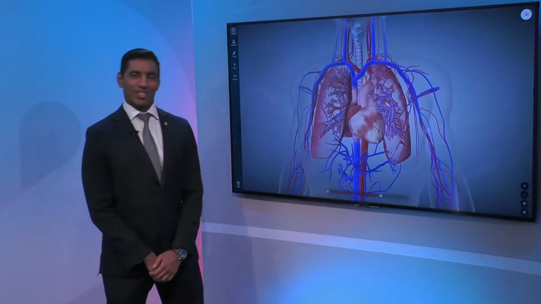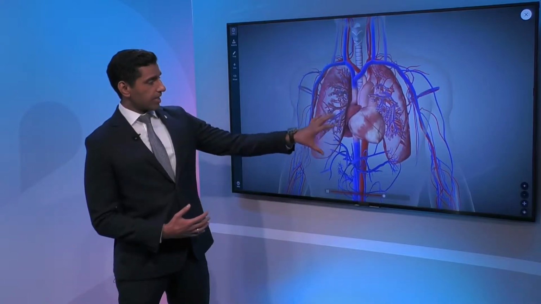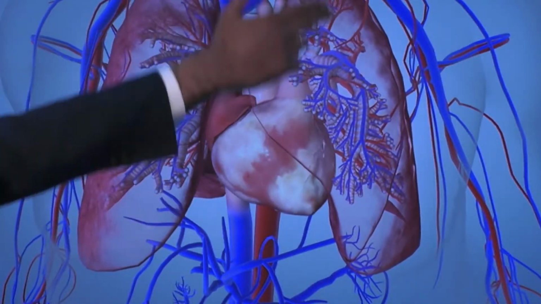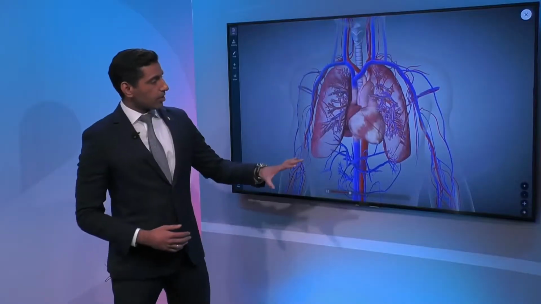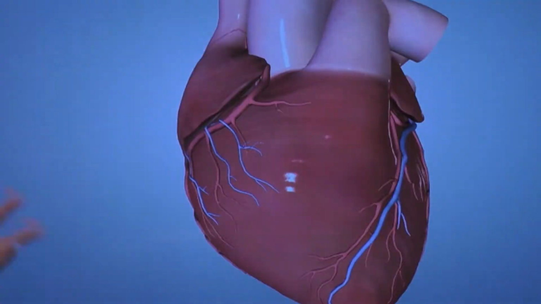I love it. Sure. So this is a 3D depiction of the heart. Right now, the heart is sitting in the chest cavity, so we're able to see the lungs and the largest blood vessel in the heart, the aorta. But now, if we take a closer look at the heart, we'll be able to look at all 4 chambers.